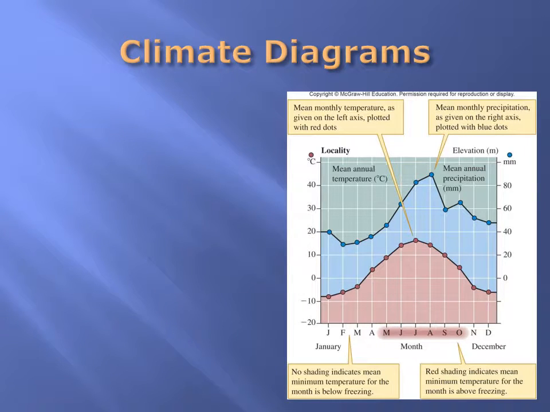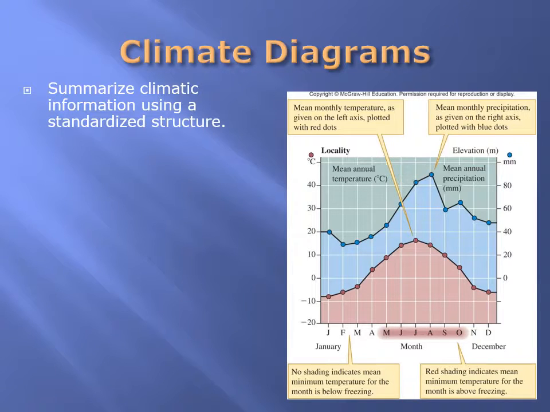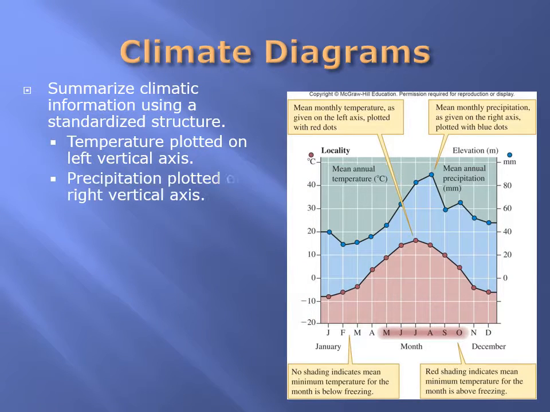So you'll see a lot of climate diagrams in this chapter that look like the picture there on the right, and especially when it's describing biomes, it'll look at a climate diagram for what's typical for that biome or that region. And climate diagrams summarize climate information using this standardized structure. They have temperature plotted on the left vertical axis, precipitation plotted on the right vertical axis, and then you have your months down here.